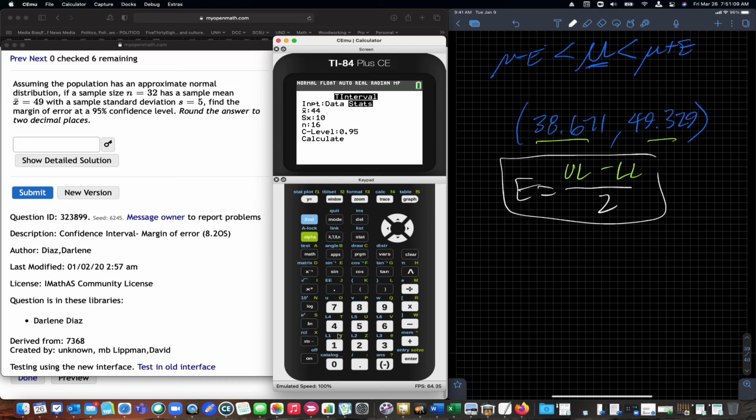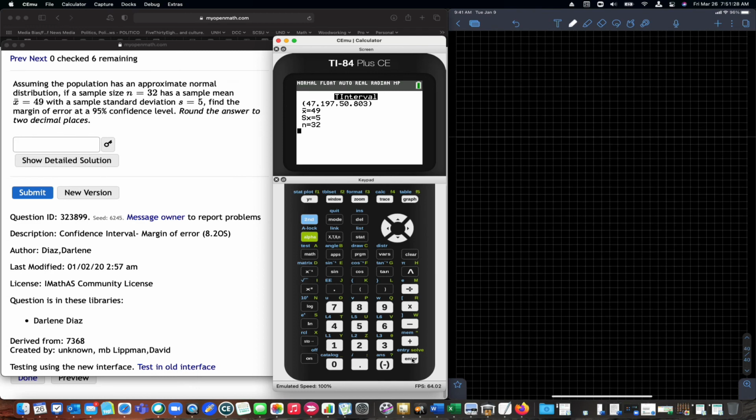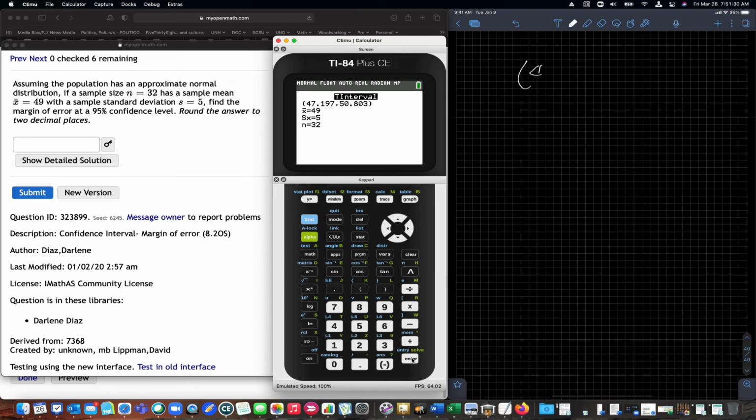So we're going to type in 49 as our mean. Our standard deviation in this particular case is 5. n is equal to 32. And the confidence level is 0.95. They didn't change it for this particular version of the problem. And so we get a confidence interval of 47.197 up to 50.803.